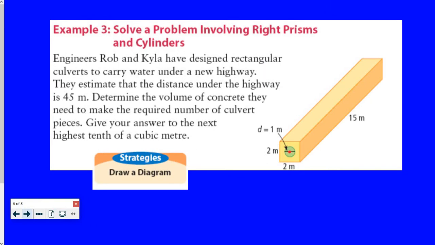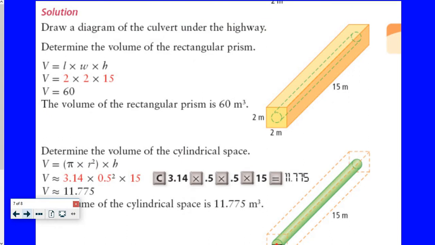So solve a problem involving right prisms and cylinders. Engineers Rob and Kayla have designed rectangular culverts to carry water under a new highway. They estimate that the distance under the highway is 45 meters. Determine the volume of concrete they need to make the required number of culvert pieces. So let's follow through this. The culvert under the highway looks somewhat like this. Length times width times height. So we know that 2 times 15 equals 60. So the volume of that equals 60 cubic meters.